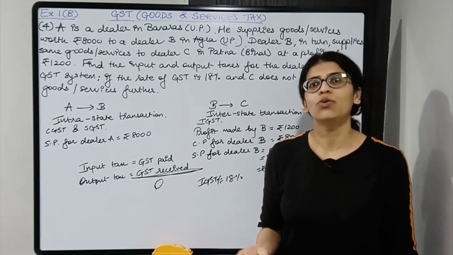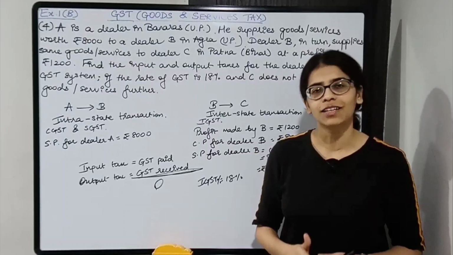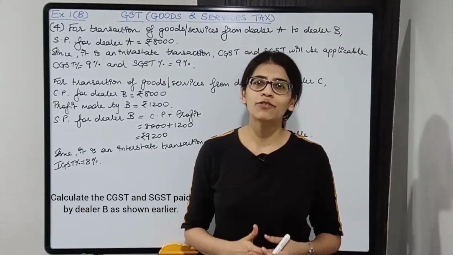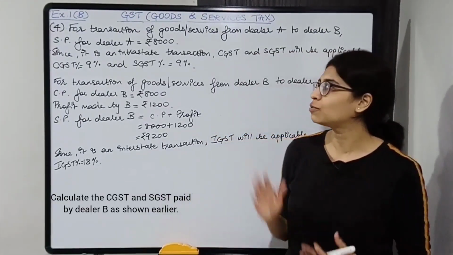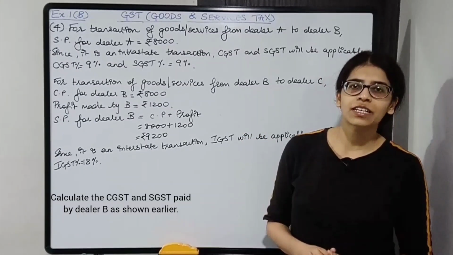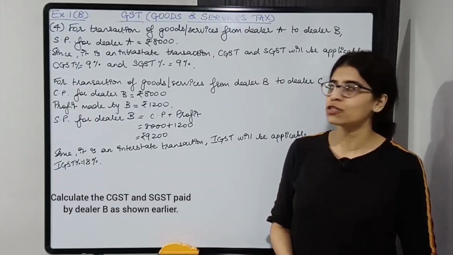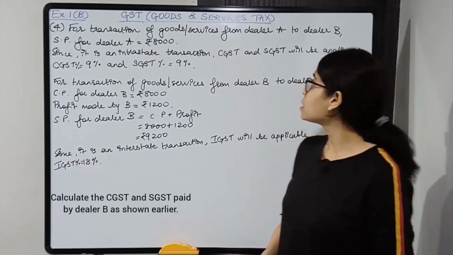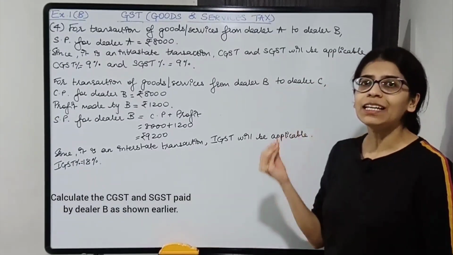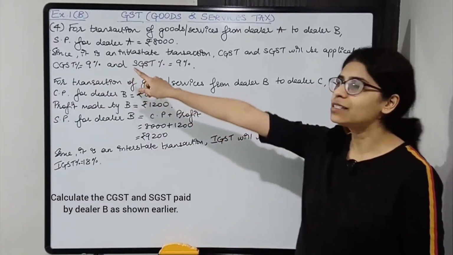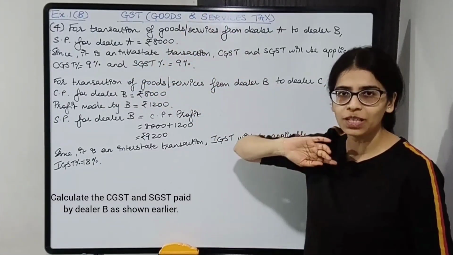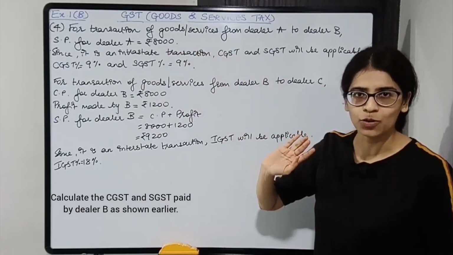Okay, so let us now write down the given in proper manner and solve. So we have to frame the information according to the transaction. First, the transaction is taking place from dealer A to dealer B. So what all information is given in the question? For transaction of goods and services from dealer A to dealer B, selling price we know. Dealer A is selling to dealer B for 8,000 rupees.